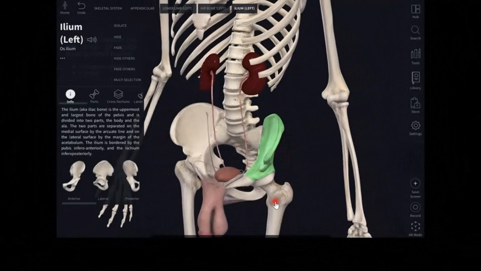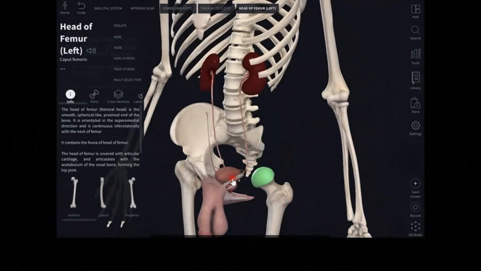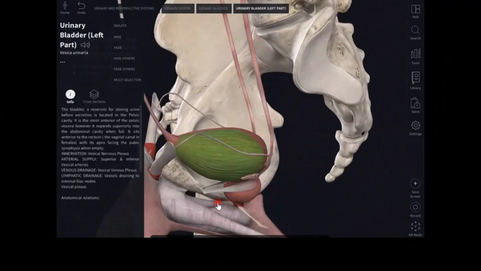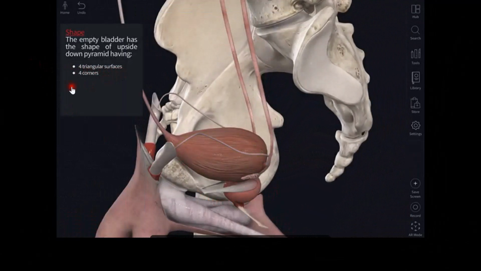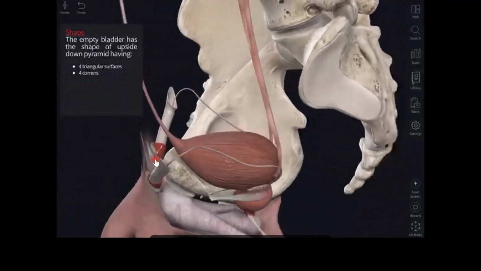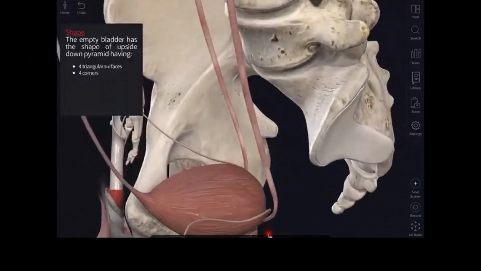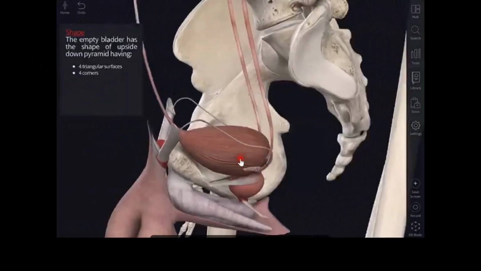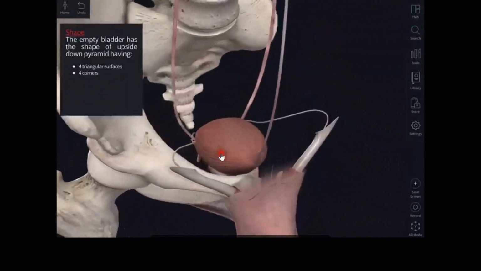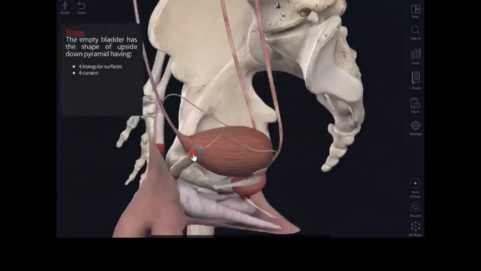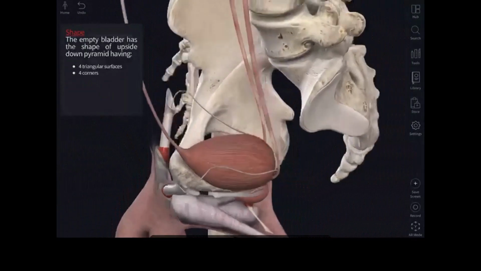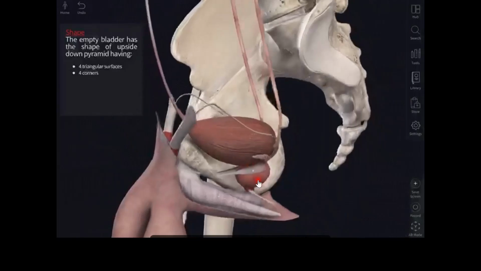Let's see the shape of urinary bladder. We will remove the left hip bone and femur to see clearly its shape. The empty bladder has the shape of an upside-down pyramid having 4 triangular surfaces and 4 corners. The superior surface, base or posterior surface, 2 infralateral surfaces, apex, 2 posterolateral angles, and the neck.